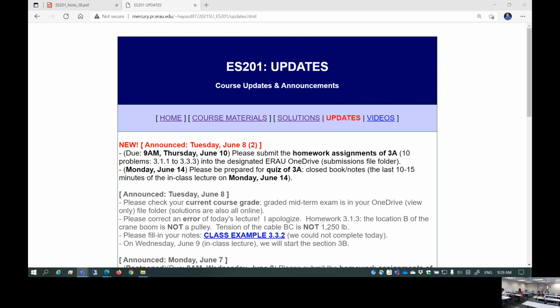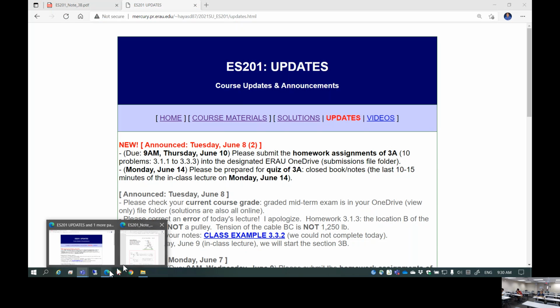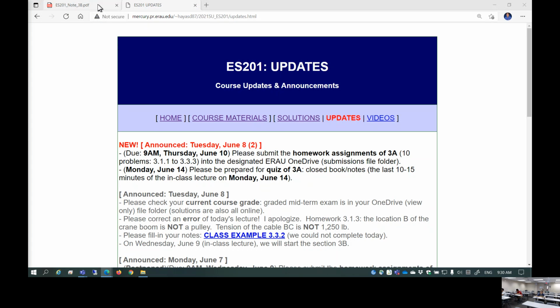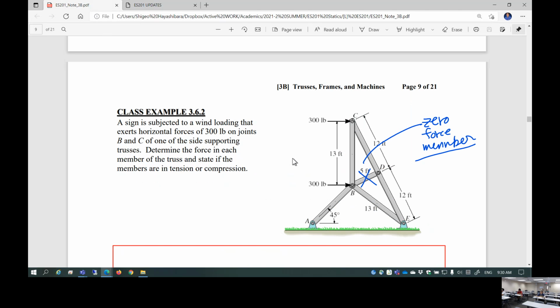All right, continue on. So we're going to pick up what was left off on page 9. Truss analysis, class example 3.6.2. Let's just take a look. Okay.